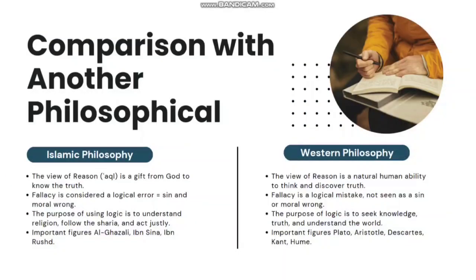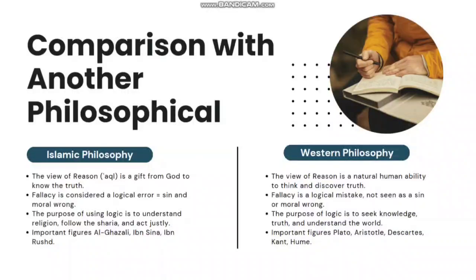Okay, next we move to the comparison with other philosophies. For Islamic philosophy, the view of reason, akal, is a gift from God to know the truth. Next, fallacy is considered a logical error, equal to sin and moral wrong. And then the purpose of using logic is to understand the religion, follow the Sharia, and act justly. And then the important figures are Al-Ghazali, Ibn Sina, and Ibn Rushd.